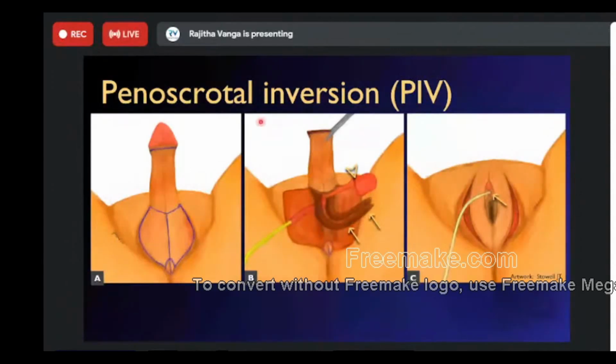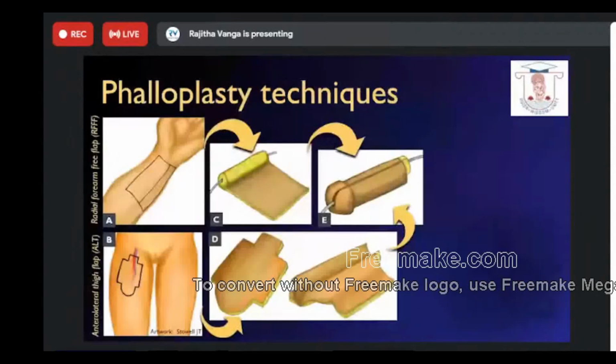The second procedure is phalloplasty. Phalloplasty techniques involve taking the skin graft from the radial forearm free flap or from the anterolateral thigh flap. The skin is taken along with the subcutaneous tissue and intact blood vessels and nerves. And this skin is rolled around the catheter. You can see in the second image, it is rolling around the catheter. And the rolled one is implanted.